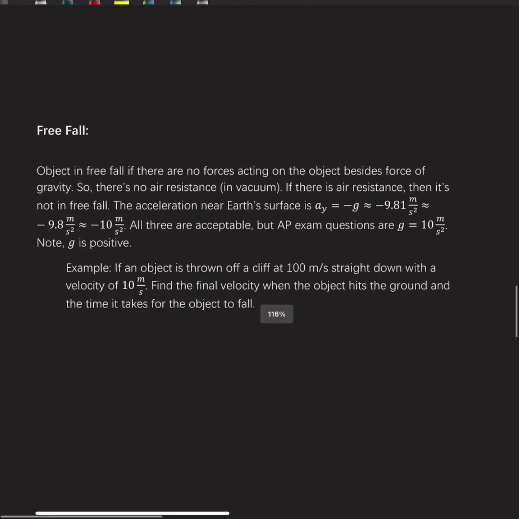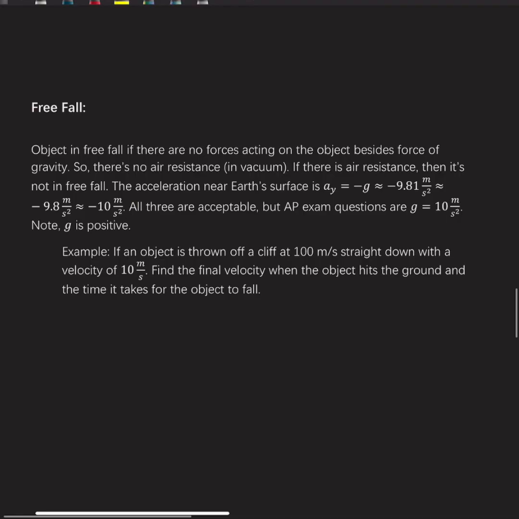And now let's talk about free fall. An object is in free fall if there are no forces acting on the object besides the force of gravity, so there's no air resistance, which means that it's in a vacuum. If there is air resistance, then it's not in free fall. The acceleration near Earth's surface is a_y equal to negative g, which is approximately negative 9.81 meters per second squared, approximately negative 9.8 meters per second squared, approximately negative 10 meters per second squared.